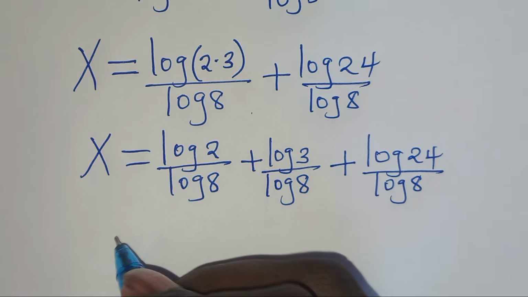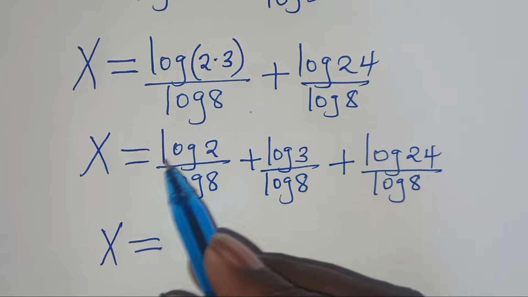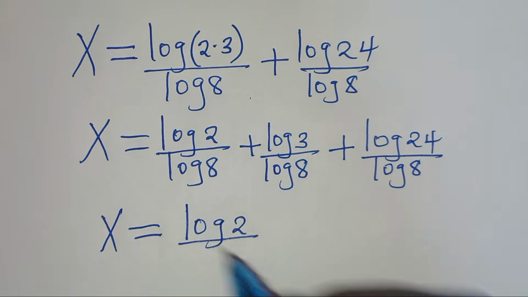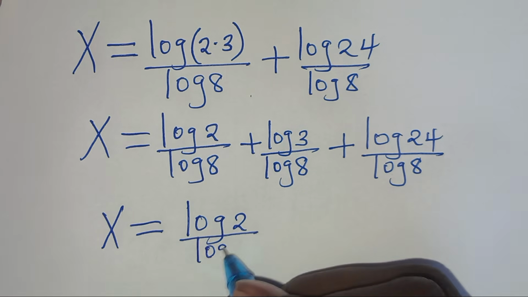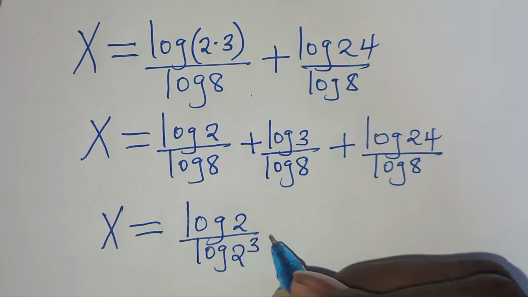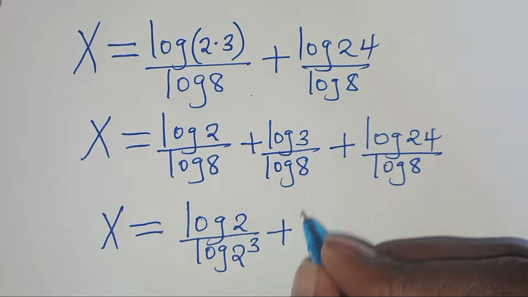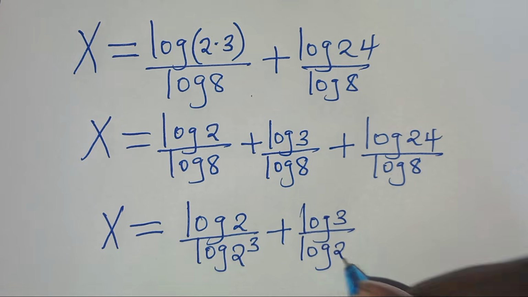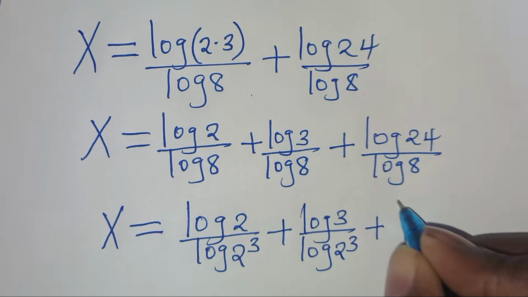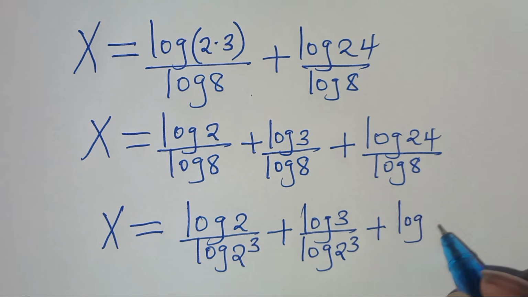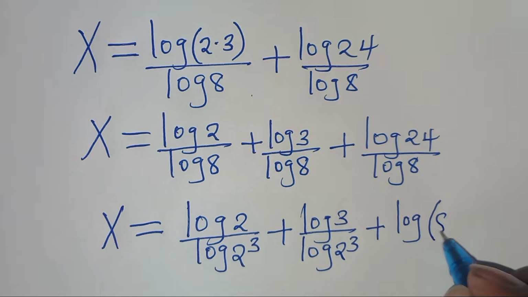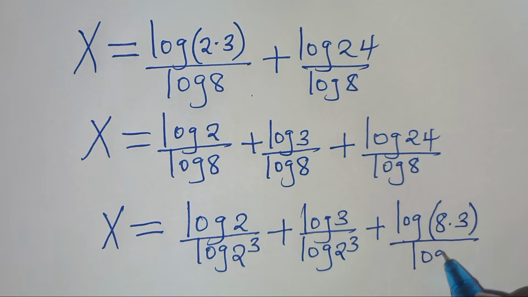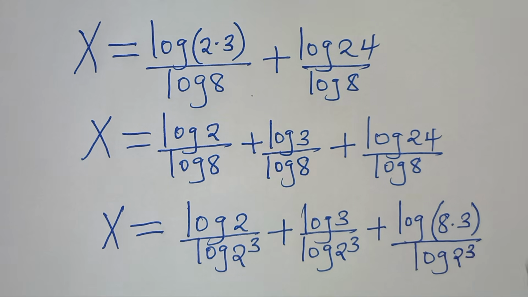So the next step is that we have x is equal to log 2 divided by log 8, which is the same thing as log 2 raised to the power of 3, then plus log 3 divided by log 2 to the power of 3, then plus log 24. We can express log 24 as log 8 multiplied by 3 divided by log 2 to the power of 3.